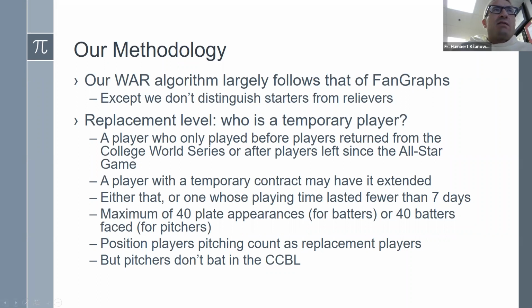So if someone's only on the roster during these times of the season, or who played less than 7 days, now you have a maximum of 40 plate appearances for batters or 40 batters faced for pitchers, 40 reflecting the average number of batters who come to the plate in a game. So that's sort of the maximum. Anyone who sees more action than this would be a regular player and not a temporary player.